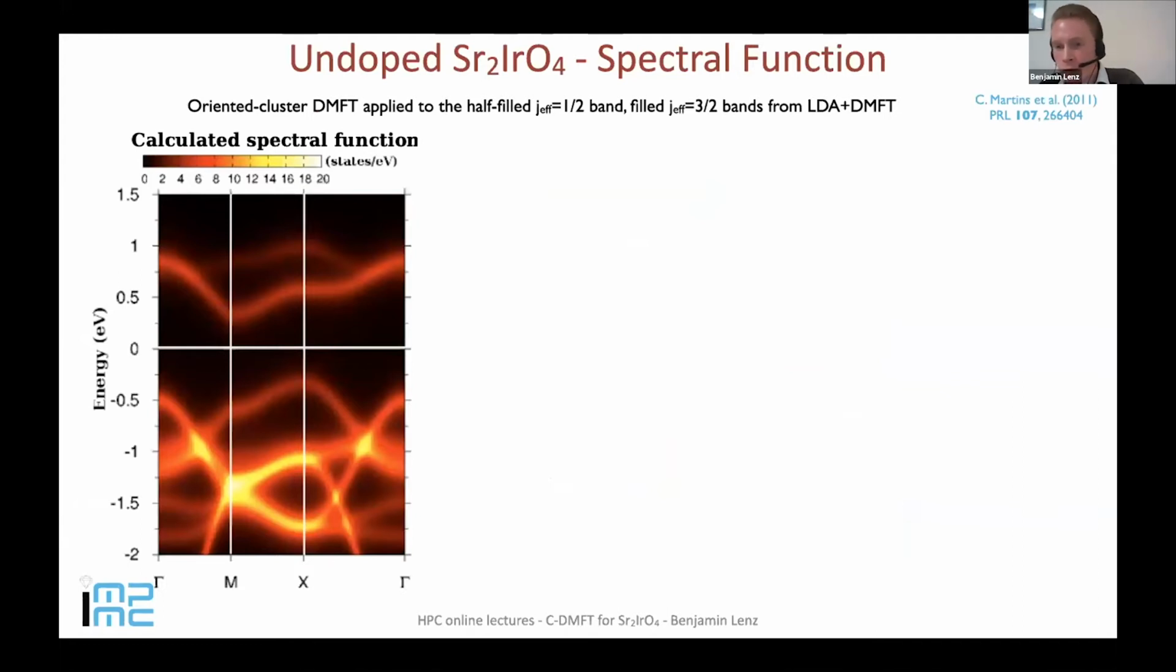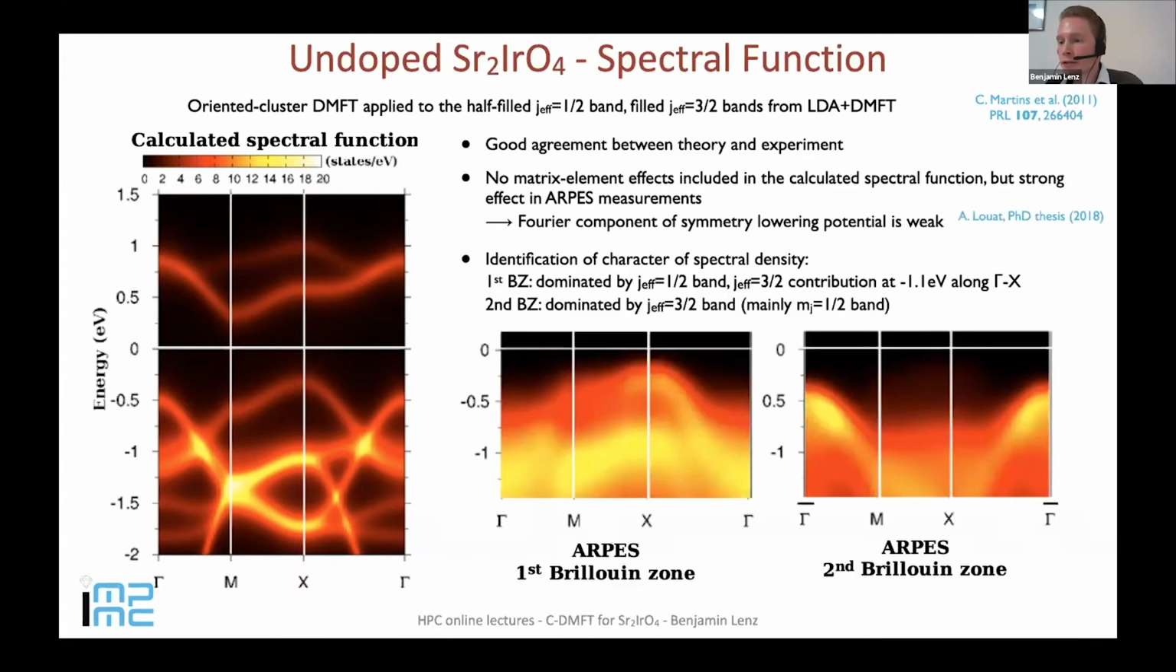So what I show here is the spectral function on the left for undoped strontium iridate. You can identify on the top, in the empty part of the spectrum, the upper part of the J-effective 1/2 band. You also have the lower part of the J-effective 1/2 band and the 3/2 bands, which are completely filled. This, and this is the nice part about the spectral function, you can directly compare to angle-resolved photoemission spectroscopy. This is what I show on the right, which actually shows remarkable agreement.